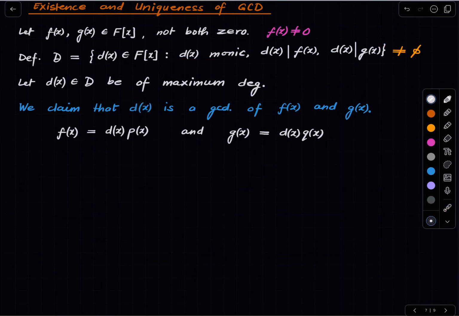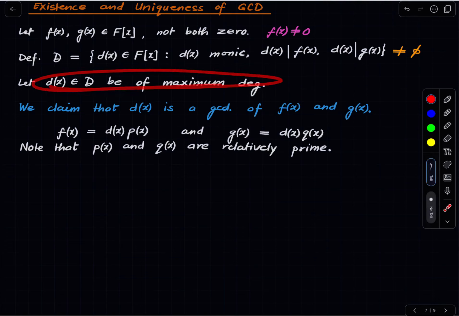And now just note that we are proving the claim. So now note that px and qx are relatively prime. Why is that? This is where we'll use this. So if px and qx were not relatively prime, we could have found a common divisor of px and qx of degree strictly greater than 0, meaning degree at least 1, in other words.